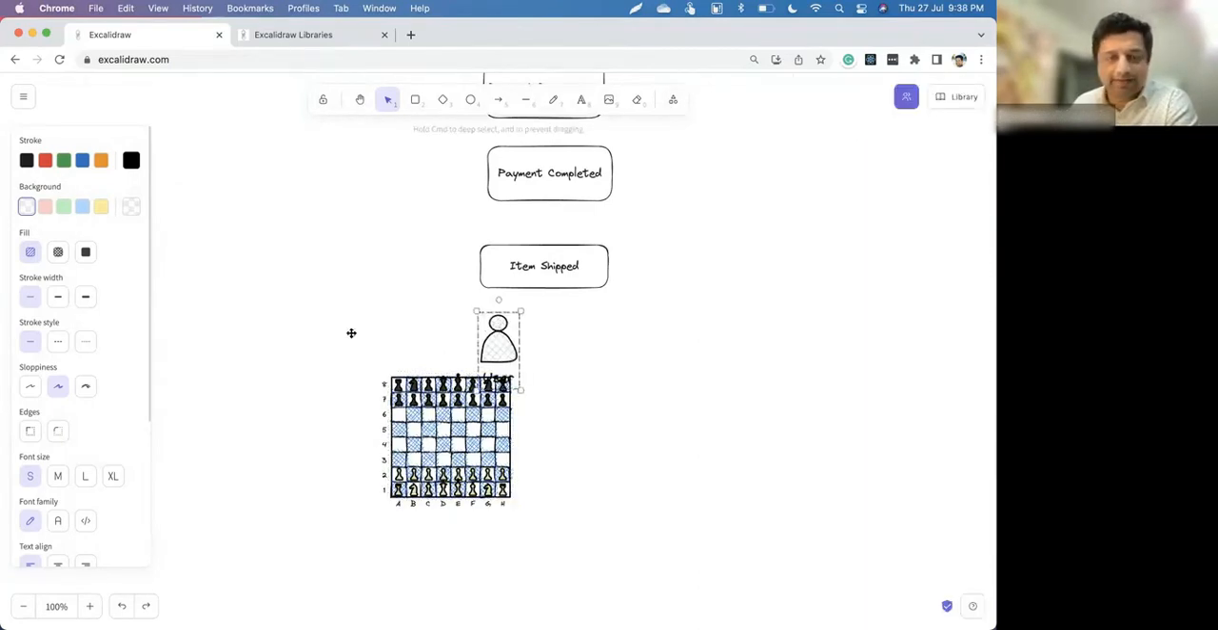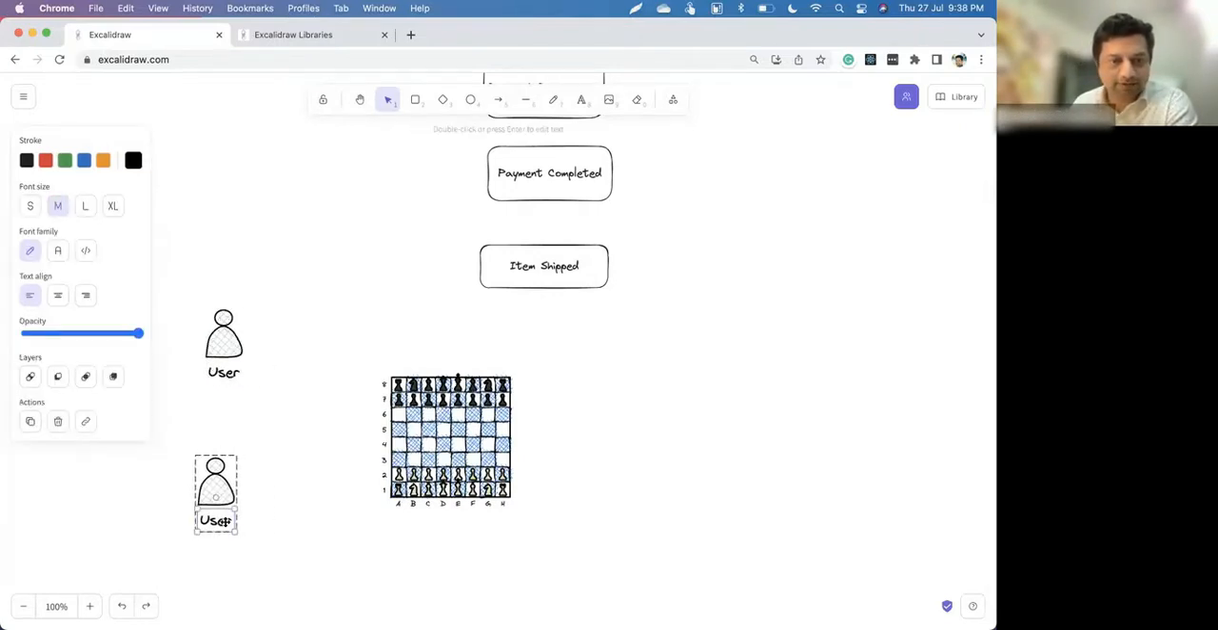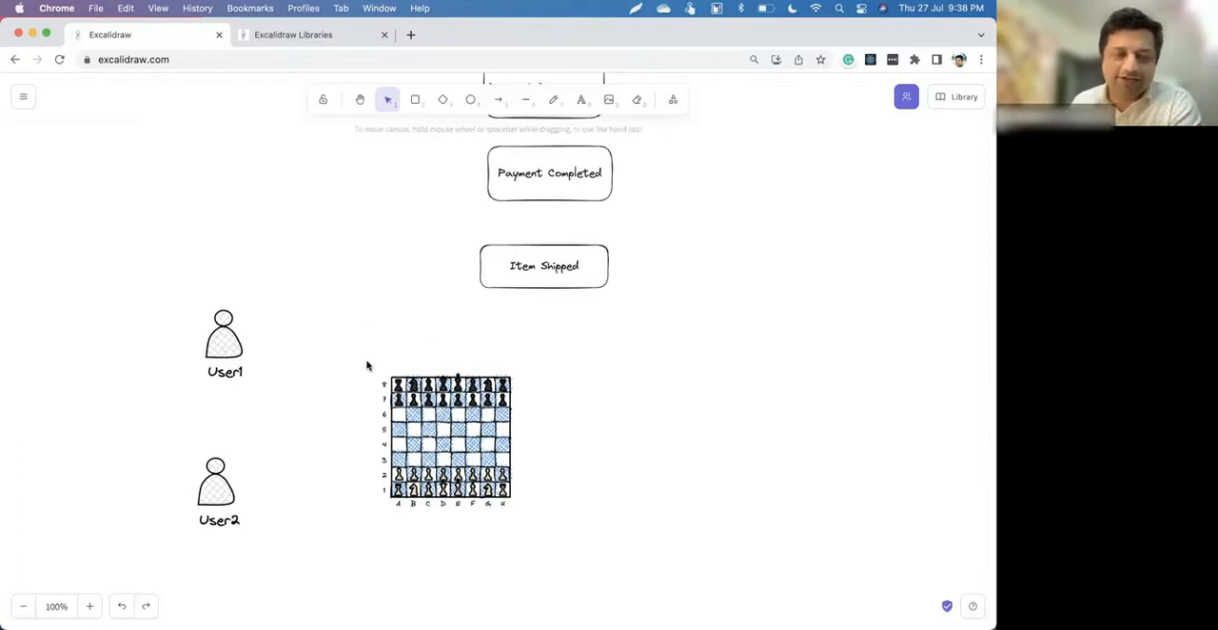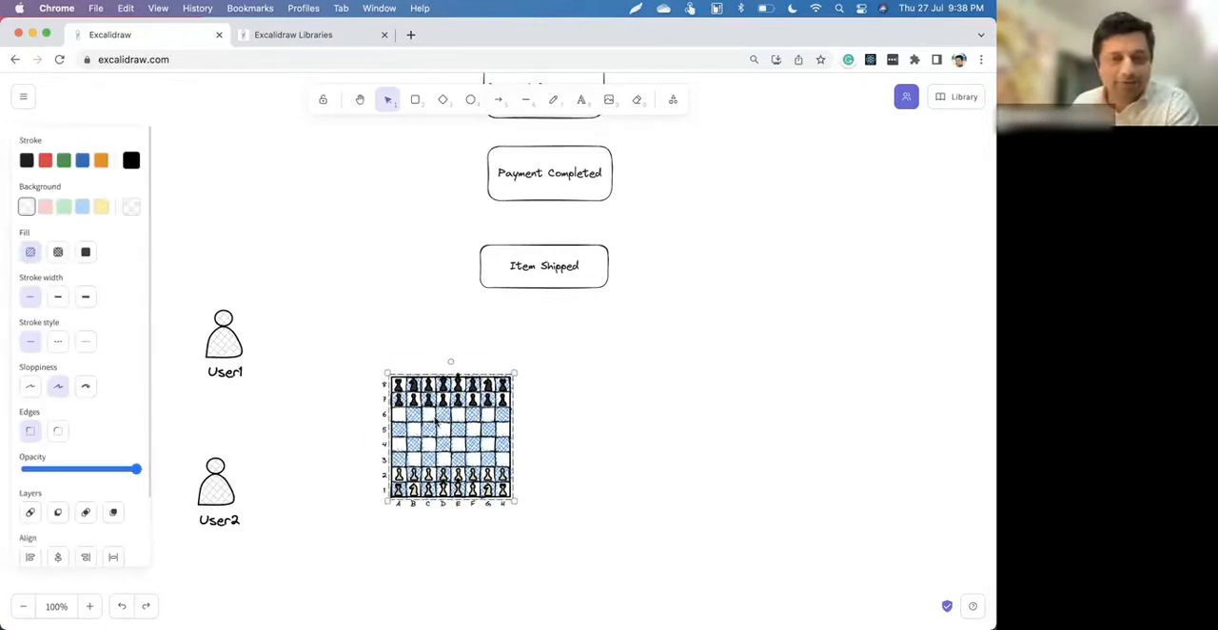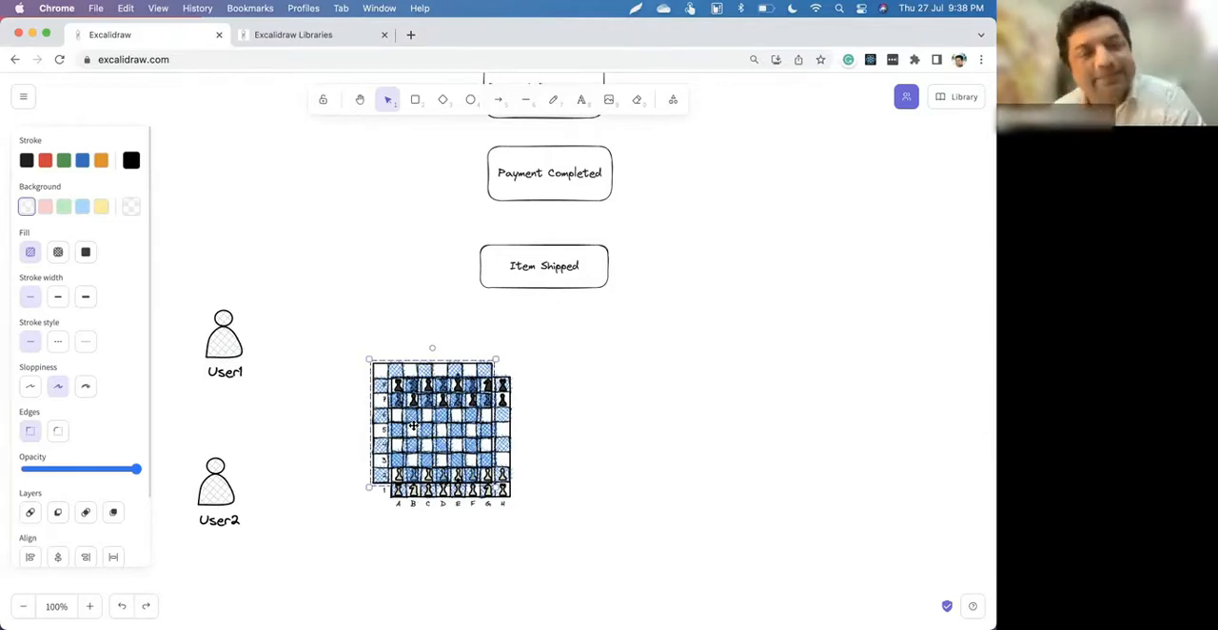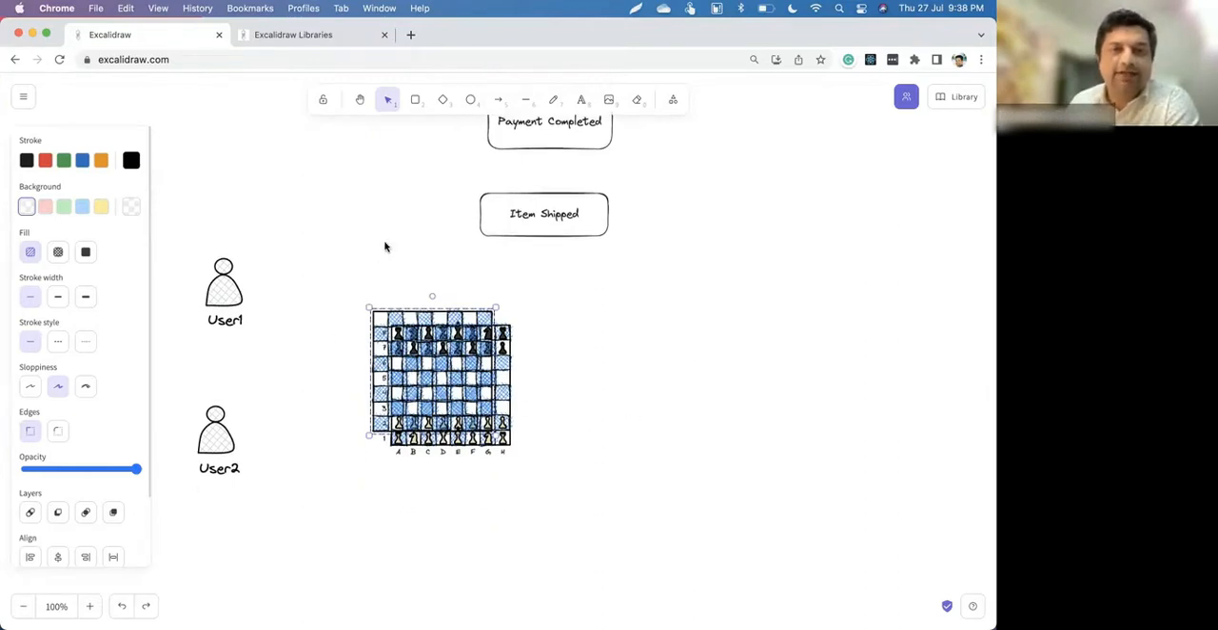So maybe there are multiple users here. User 1, user 2, right? So let me name it also user 1, user 2. This is user 2. This is user 1. And your game can be played by hundreds of players, because there could be multiple instances of the game which could be getting played at the same time, right? So there will be thousands and millions of players who will be playing different games in this chess game application, right? Now you have a service.